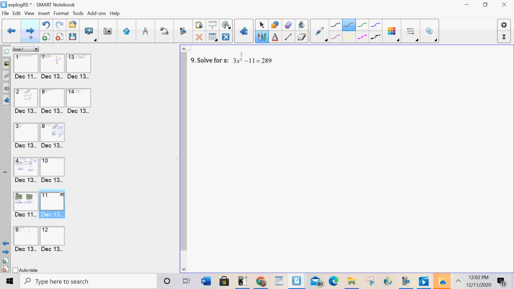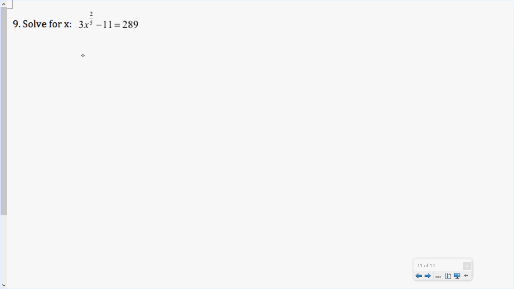All right, exponential equations. In any exponential equation, the first step is to isolate the base. So what's the base? What's being raised to the power? X. It's not 3x. 3 isn't touching the 2/5. Only the x is touching the 2/5. If there were parentheses around it, then the whole thing would be the base. But the base is x. So I want to get x to the 2/5 by itself.